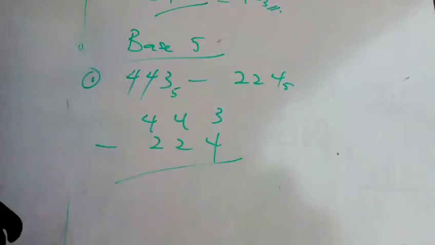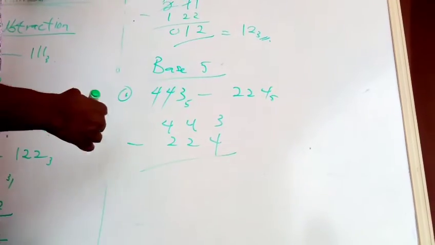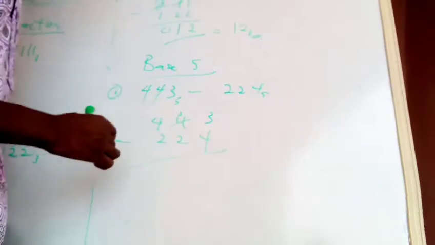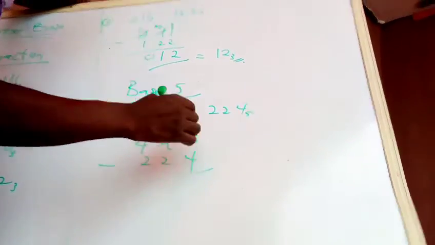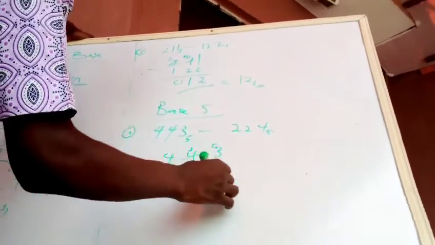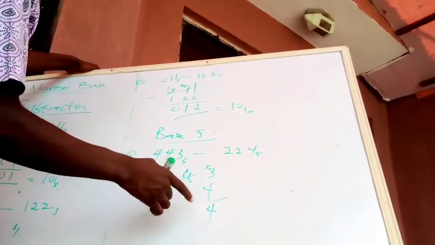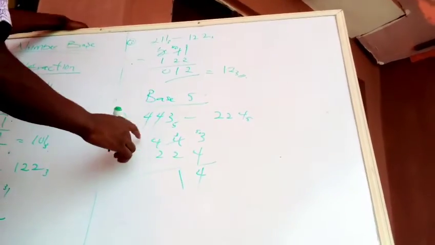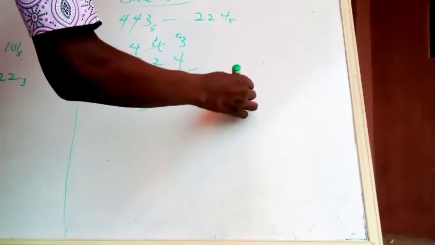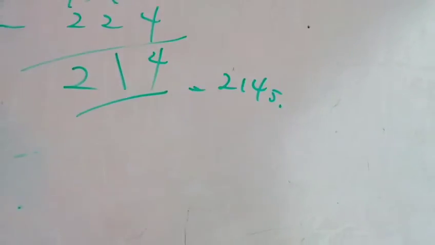Alright, 3 minus 4, of course we know is impossible because I'm working in base 5. By the time I borrow from this, this becomes 3 left here, but what I'm moving is definitely a 5. So I can say 5 plus 3 is what? 8. 8 minus 4 gives me 4. Are we together? This becomes 3 here. 3 minus 2 is definitely 1, which is part of the base 5 numbers. And 4 minus 2 is what? 2. So my answer becomes 214 in base 5. So this is just the same pattern you use for all bases that you are working with.